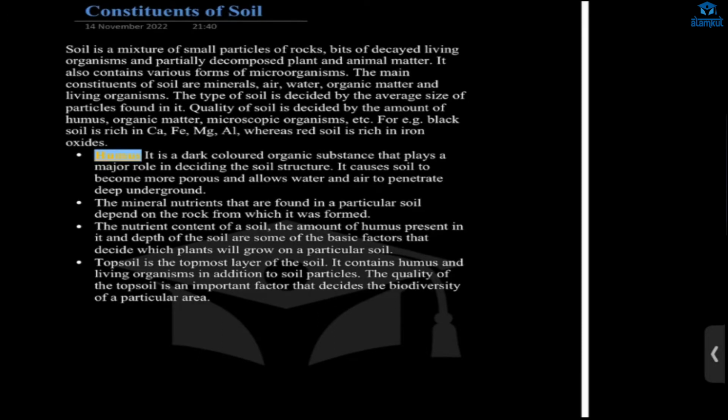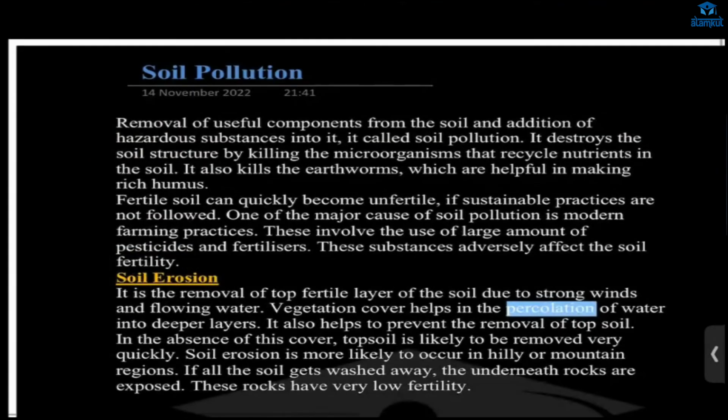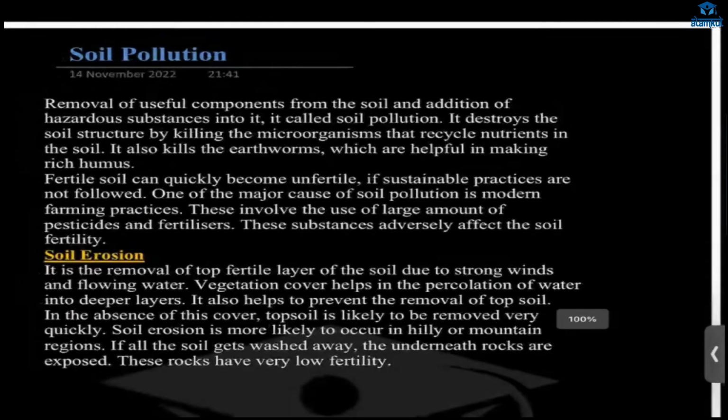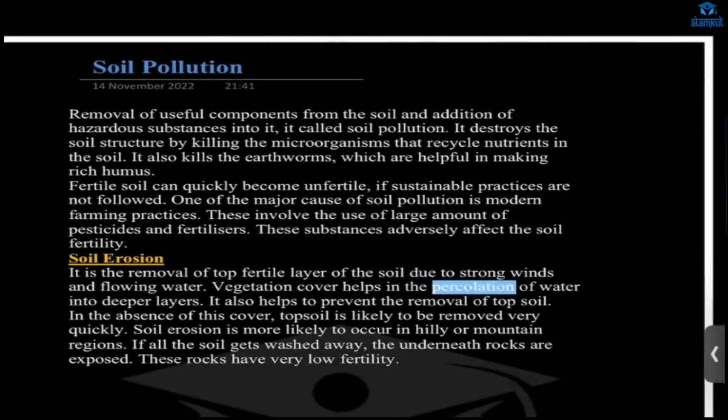Topsoil is the topmost layer of the soil. It has the humus and living organisms in addition to the soil particles. This topsoil quality will decide which organisms will be growing there. Then soil pollution. How does this happen? This will happen because of the fertilizers and pesticides. If you are using them again and again, because they are made up of chemicals, it will change the constituent of the soil. It will make it unfertile.